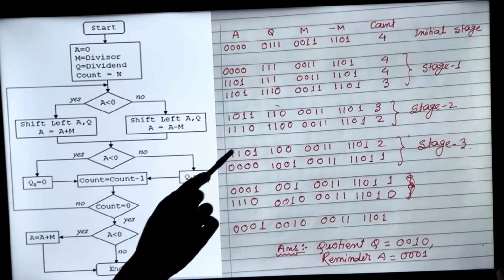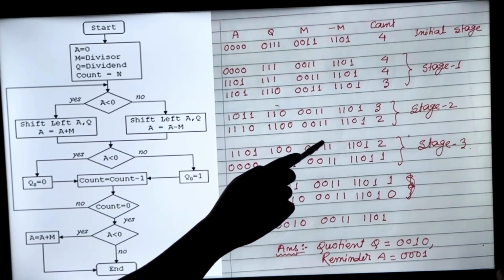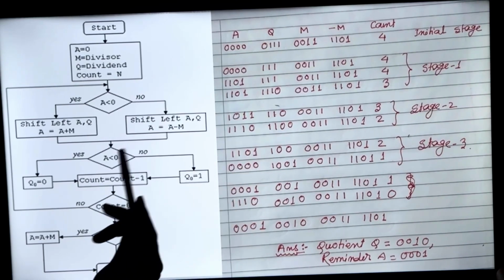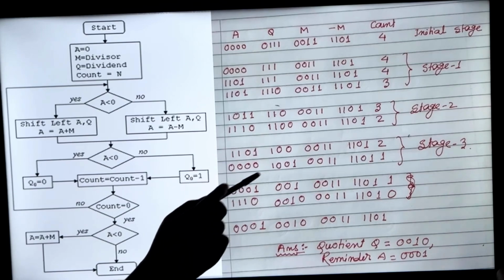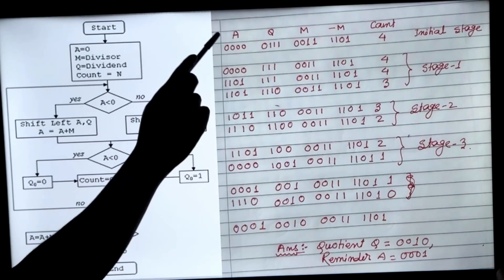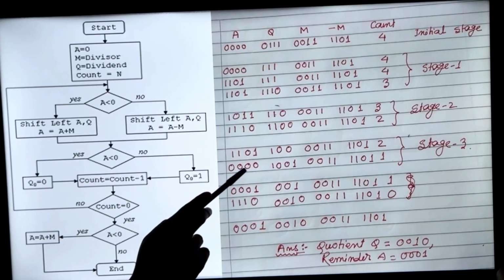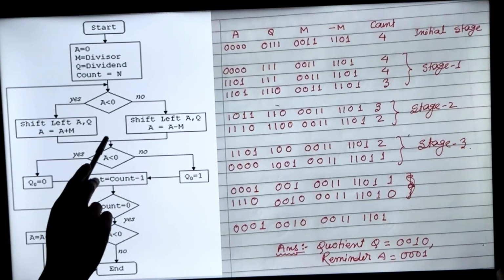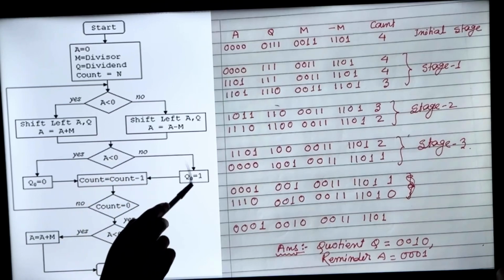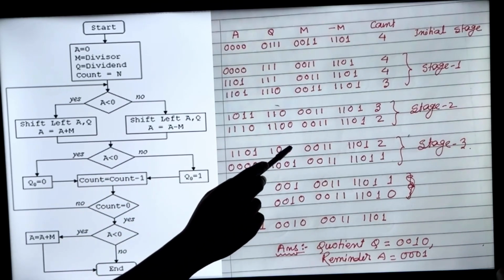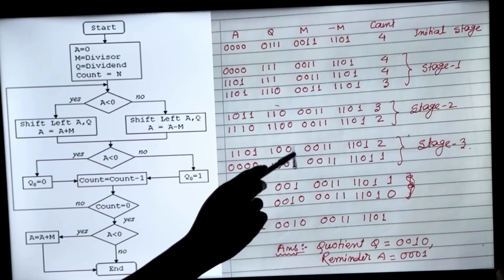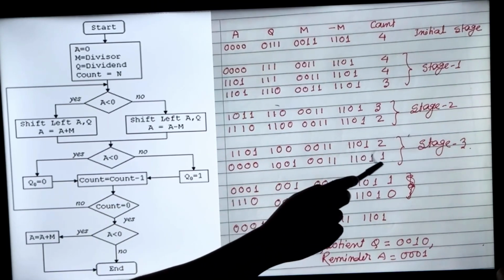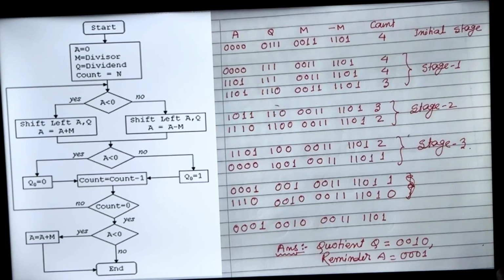Then A equals to A plus M, A is 1 1 0 1, M is 0 0 1. Just add these two, you will get 0 0 0 0. Try it. Just add, because we don't have any carry out bit to store, so you have to ignore the carry out bit. So if it is 0 0 0 0, this is not a negative number anymore. If this is not a negative number, then Q0 will be 1. So for the first time I am getting 1 in Q0 here. The empty space is filled with 1. Rest all the things are same, and count equals to count minus 1 is 1. I hope this is clear.